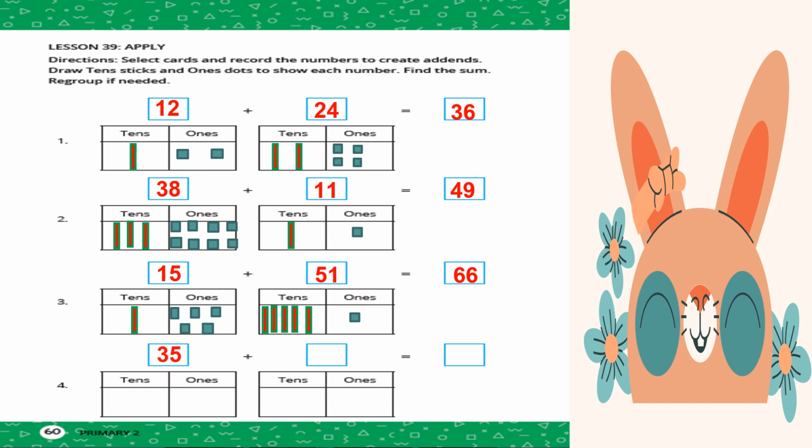Number 4. First card, 35. How many sticks do we have? 3 sticks. How many small squares? 5 small squares. Next card, 41. How many sticks do we have? 4 sticks. How many small squares? Only 1. Let's add 5 plus 1 equals 6. 3 plus 4, after 4: 5, 6, 7. 76.